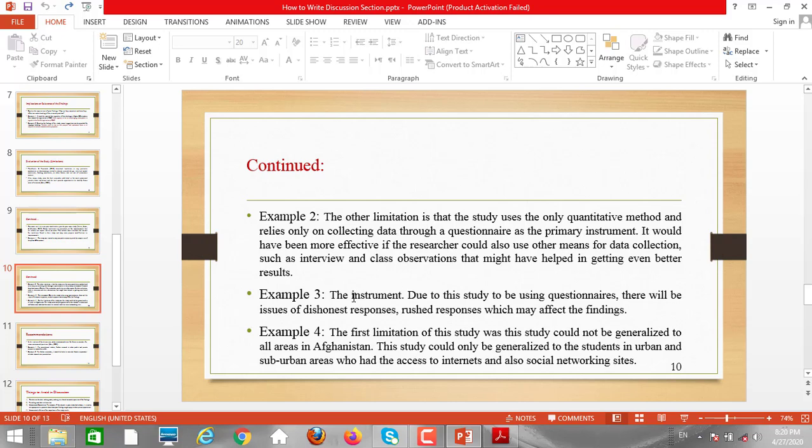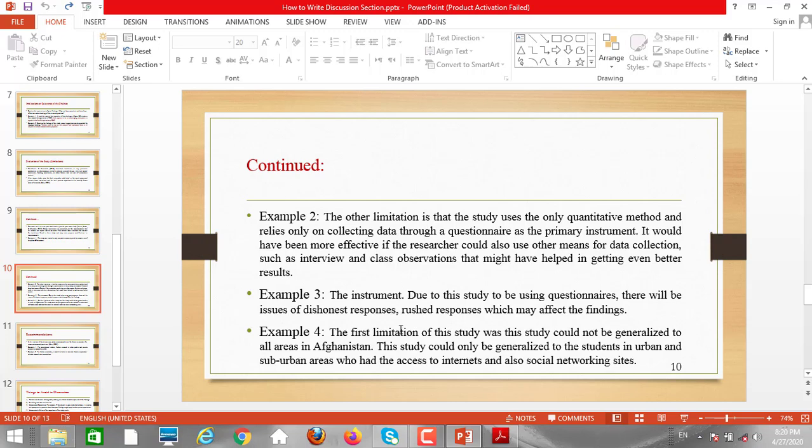In the third example, the instrument, again the questionnaire, again this is the quantitative approach. Why is it a limitation? Because of dishonest responses and rushed responses, which may affect my findings. So what do you propose for modification? We can say that the researcher can use a qualitative approach, in particular interviews or observation.